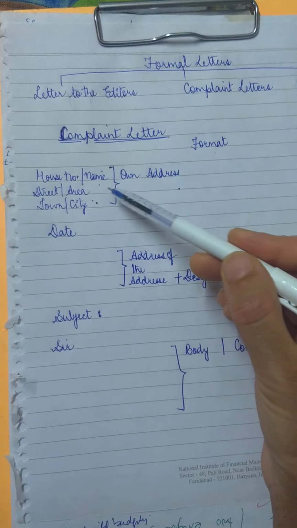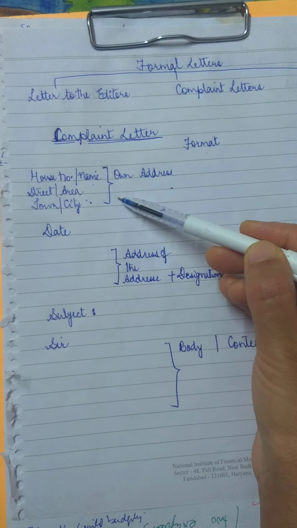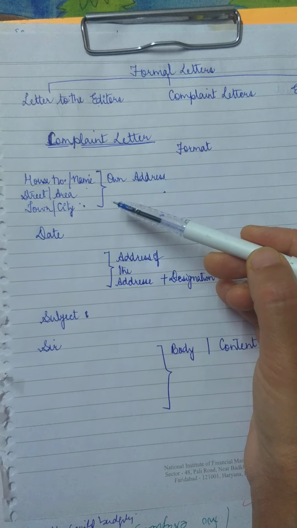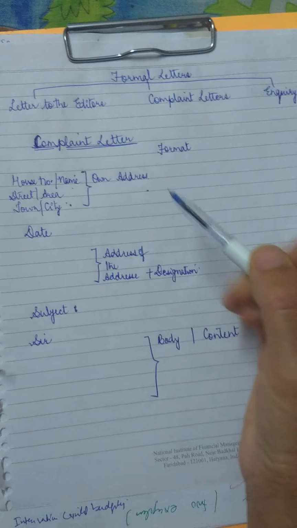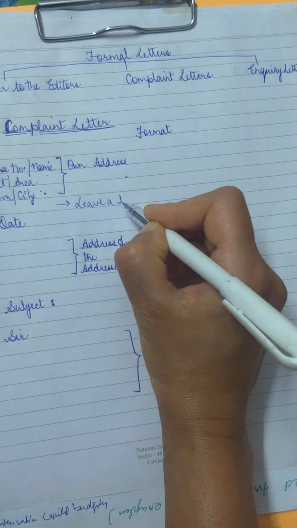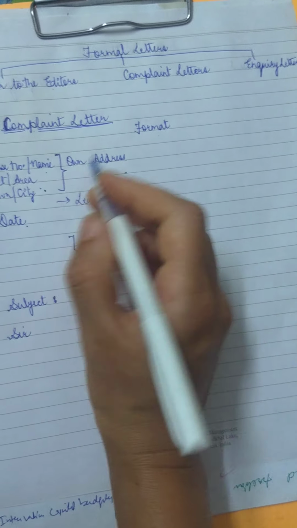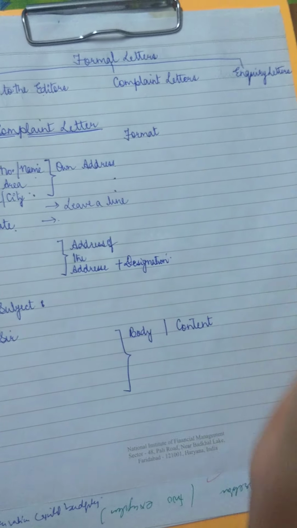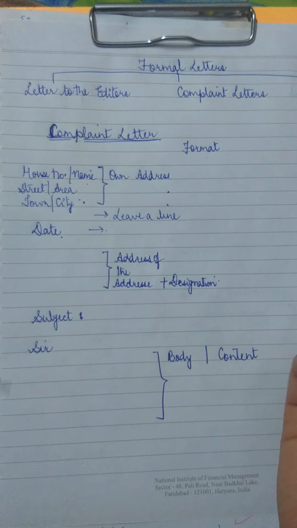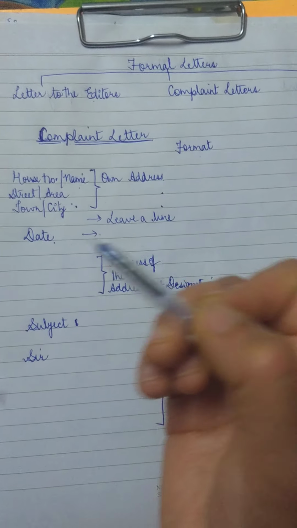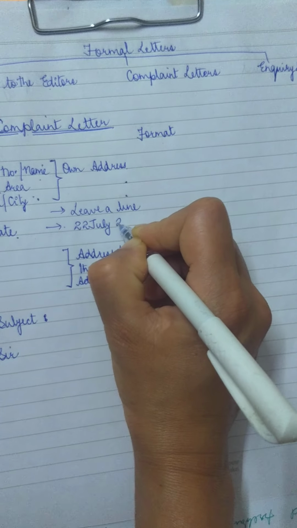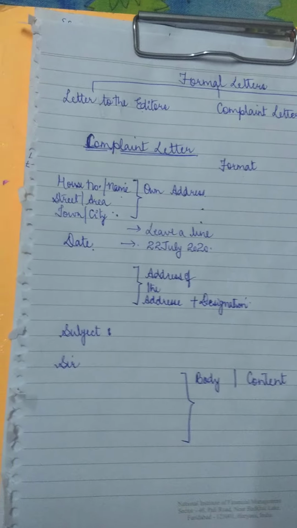Now usually for the boards, this address is usually given to you in the question paper, so you don't have to make it up. In case it's not given, then you need to make it up in 3 lines. After that, you leave a line over here, and then you write down the date. You all know the format of the date, wherein you do not write down the numbers, you use the other format where you're writing down, for example, 20th July, or you write down 22nd July 2020, and so on and so forth.